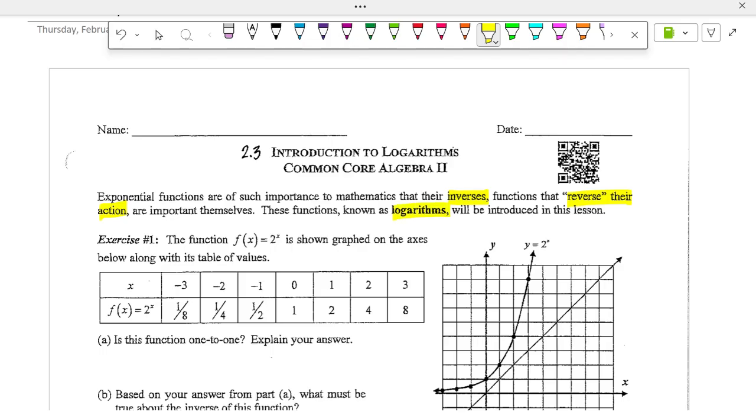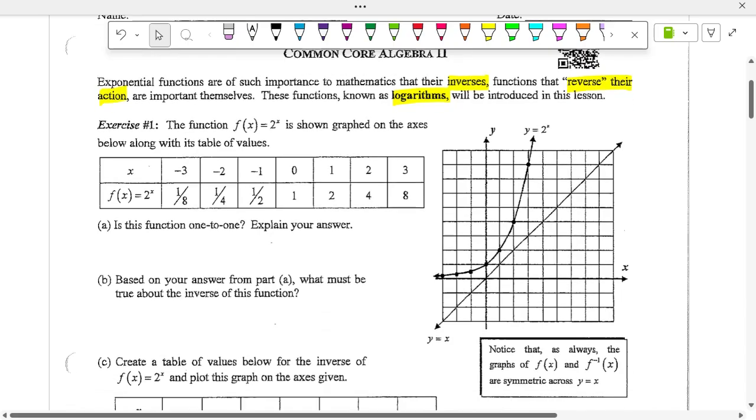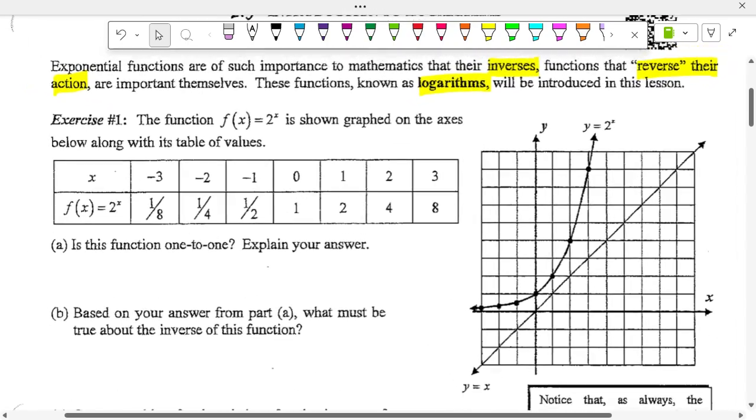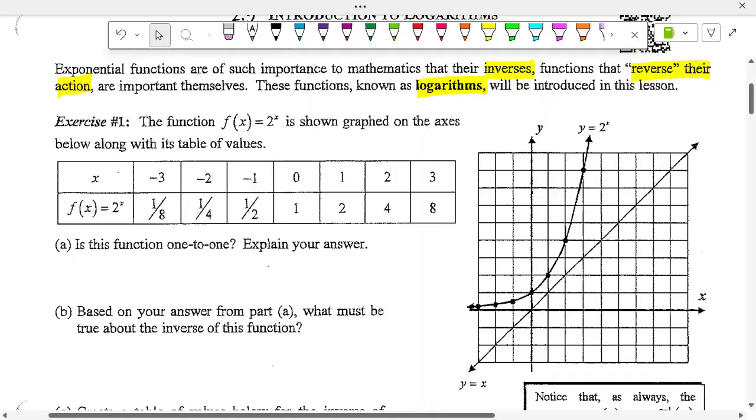And again, they're known as logarithms. So you'll hear me say logs a lot because that's how we paraphrase that, but just know that the full name is logarithm. So let's actually talk about what that looks like.